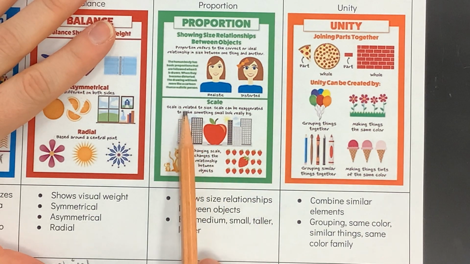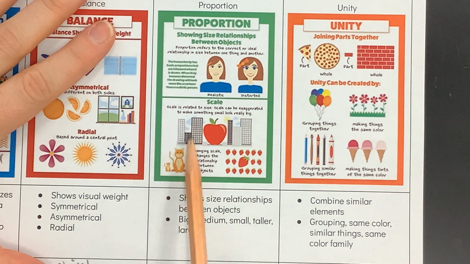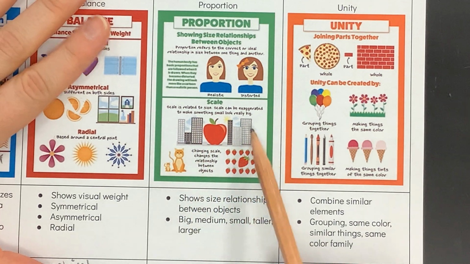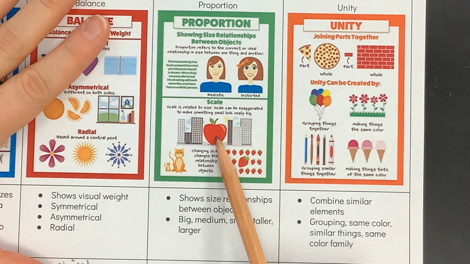Right? The other things that we have in here is scale. So scale is related to size. Scale can be exaggerated to make something look really small or really big. So for example, they have an apple here in a city. Okay? We could also say like Godzilla in a city would be an example of scale.